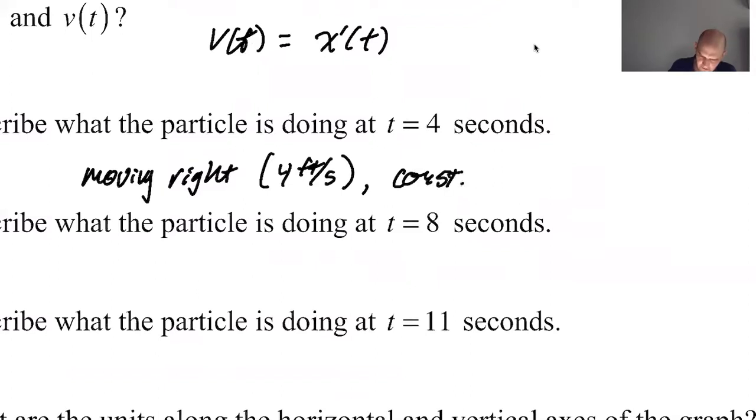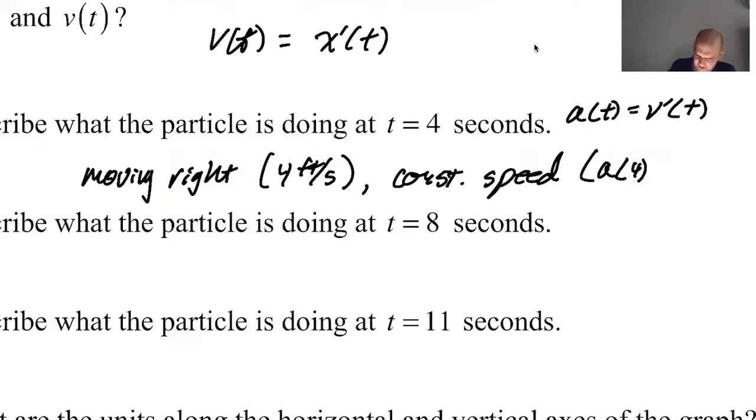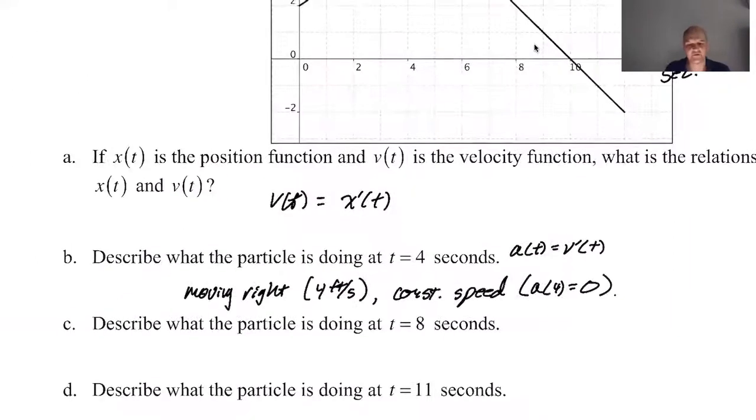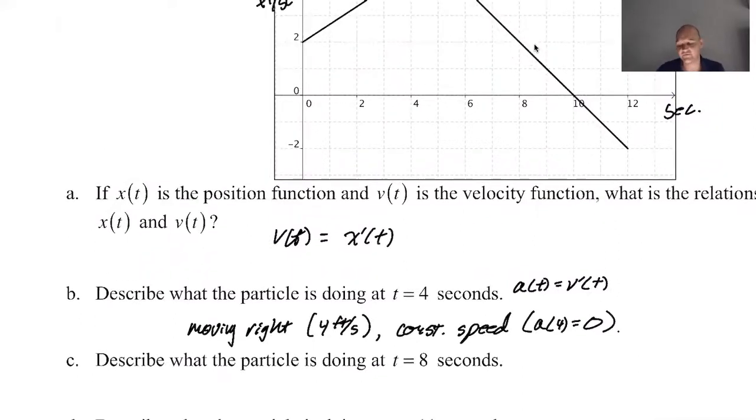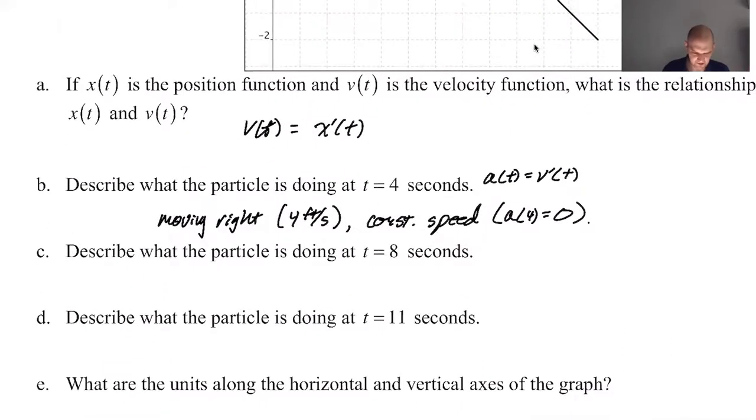Constant speed because, let's say a of t equals v prime of t, a of 4 is equal to 0. So constant speed has no acceleration. Some of this harkens back to notes that we did earlier in the year on position, velocity, acceleration. Find those notes. I don't know which notes they are, maybe 4, something like that, and look those over if you need to. It's so dark in here right now.